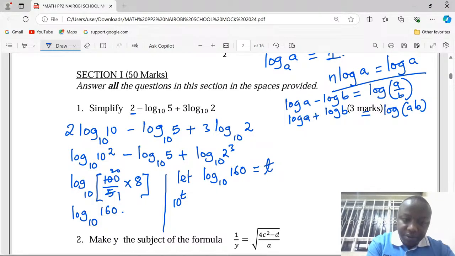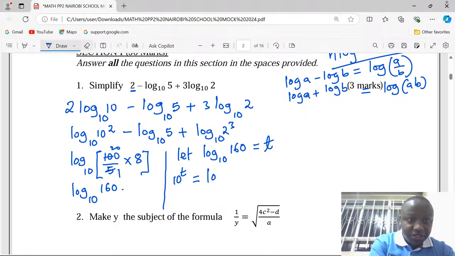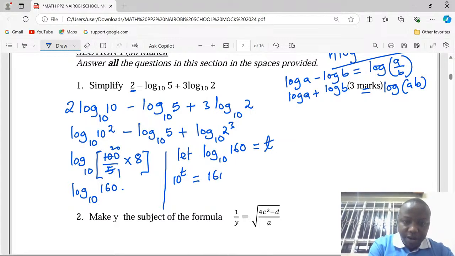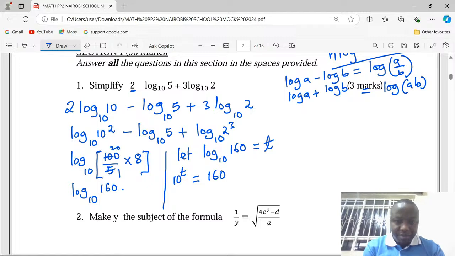10 power t equals 160, sorry. 10 power t equals 160. That is changing a logarithm equation to index notation.